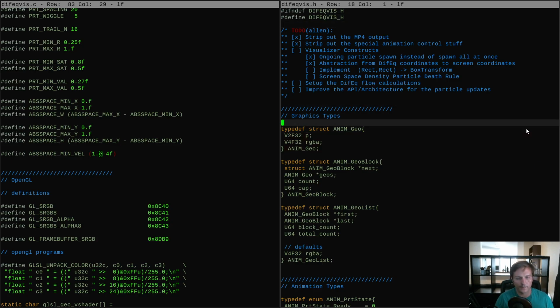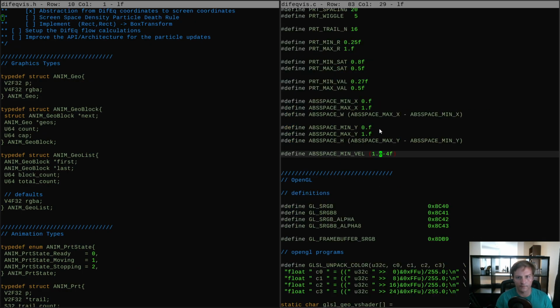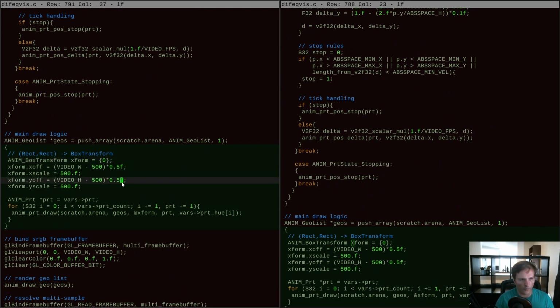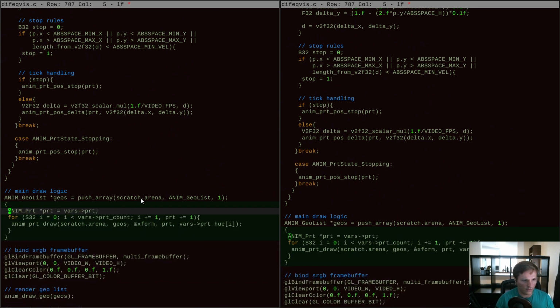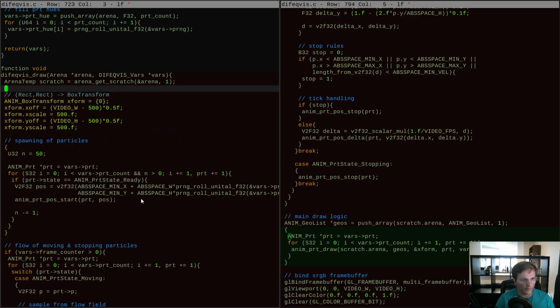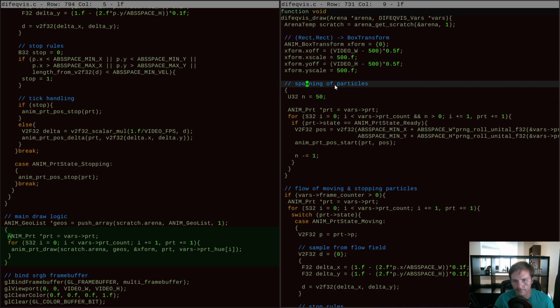Next up, I want to do the screen space density thing, I think. So where do we actually compute the transform? That's question number 1. Put it right here, right before we draw particles. I'm going to have this graduate up a level and live here. So this tells us how we're going to map our particle system's space to the box on the screen.